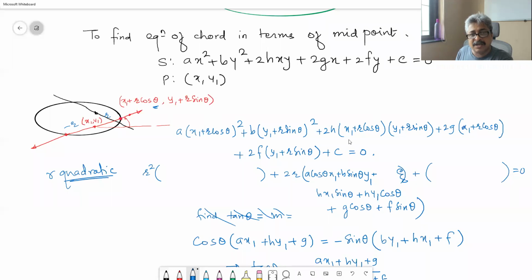x1 plus r cos theta, y1 plus r sin theta gets it into a quadratic equation in r, and making the sum of the roots of that quadratic equation 0 gives us the value of theta we are looking for.